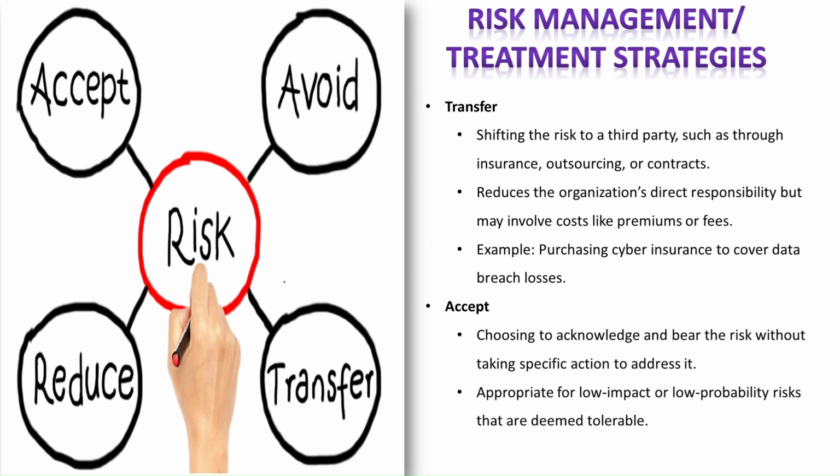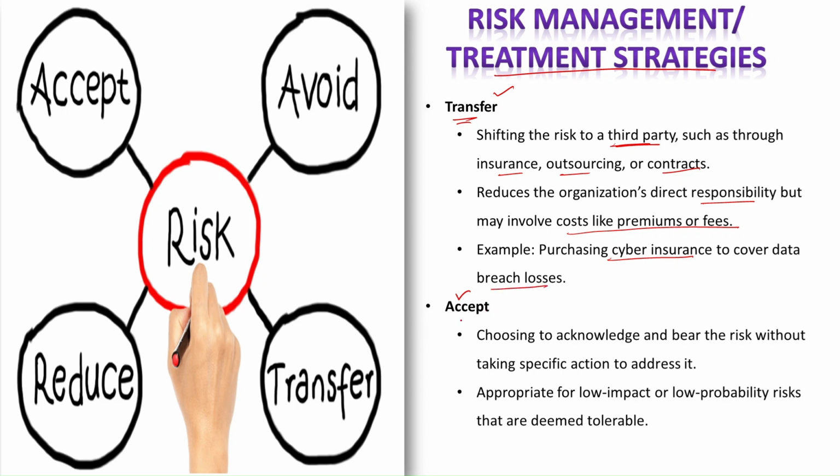So now some risk management or risk treatment strategies. These are very important and you should be able to differentiate between them. The first risk treatment strategy is the risk transfer, which is shifting the risk to a third party, such as through insurance, outsourcing, or contracts. It reduces the organization's direct responsibility but may involve costs like premiums or fees. For example, purchasing cyber insurance to cover data breach losses.